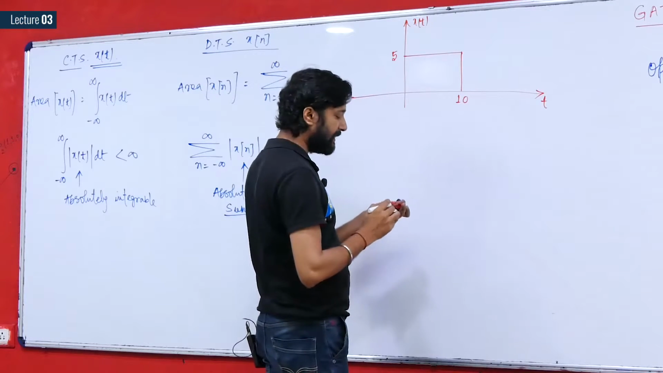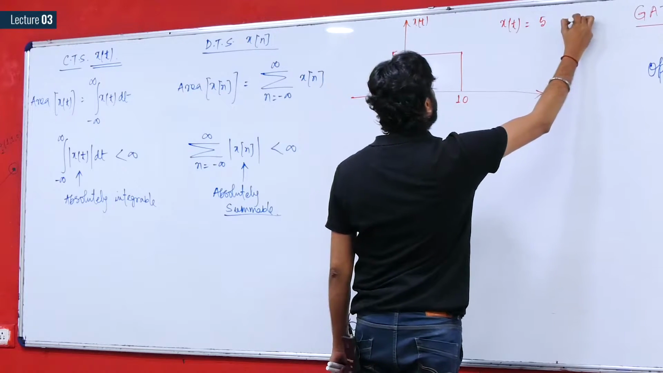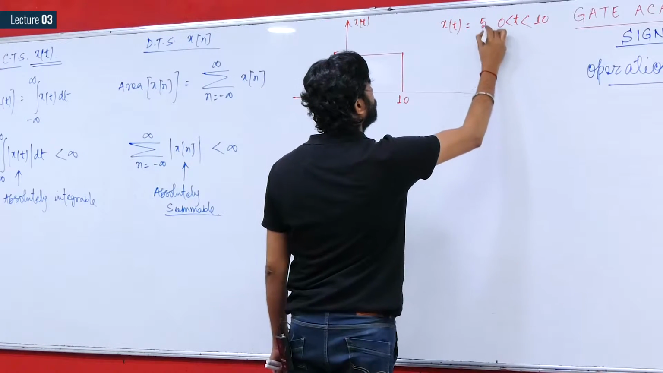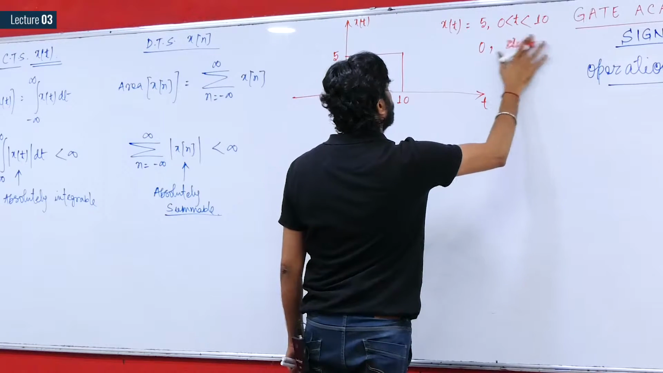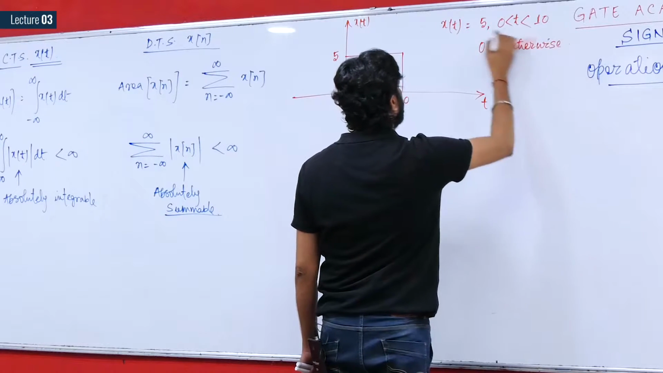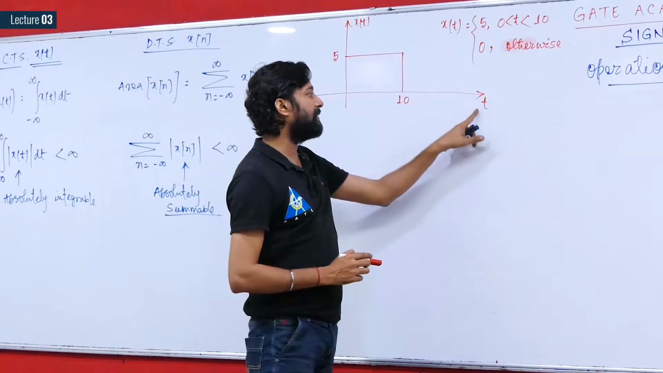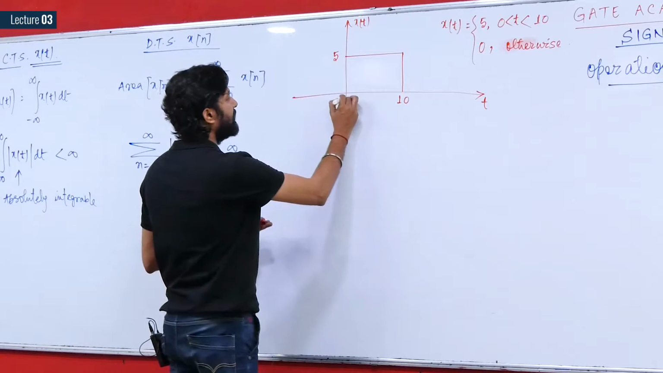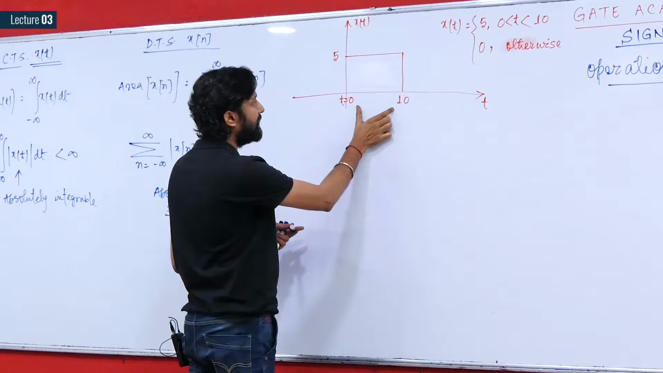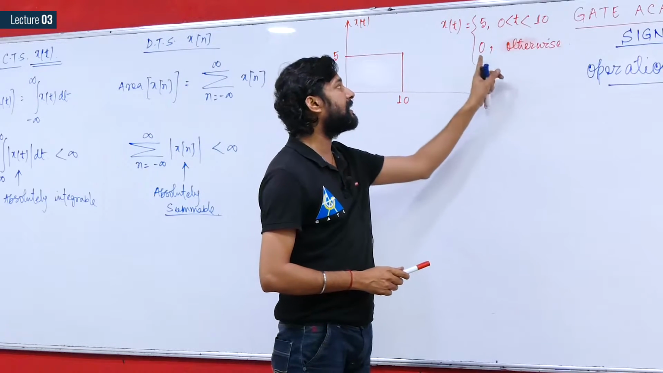How do you mathematically define this signal? Either you can write x of t equals 5 for t in between 0 and 10, and it is equal to 0 otherwise. Either you can write like this, the signal x of t has a value 5, but only in the duration when t is in between, this is your origin, that is the point of t equals to 0. Therefore, this signal is present only in the duration from t equals 0 to 10 seconds, and it has a constant value 5. So you can represent this signal x of t as 5 for 0 to 10 seconds and 0 otherwise.